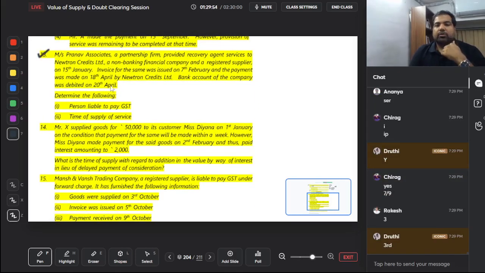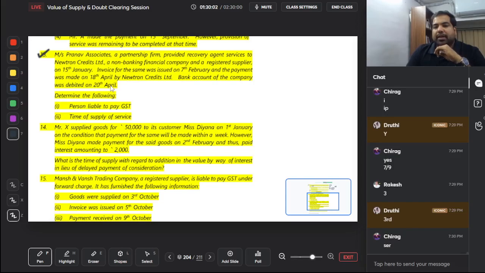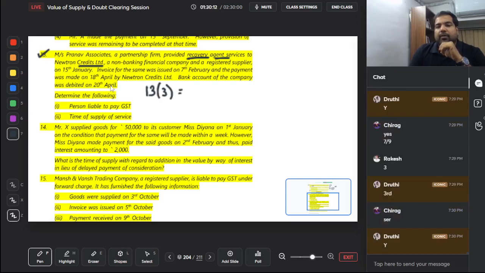Let's look at the 13th question. Please tell me goods or services, guys. Services, section 13. Is this RCM? Look carefully, guys. Recovery agent to an NBFC company, yes, 13(3). Recipient pays in 31 entirely. R goes out, this becomes 61.